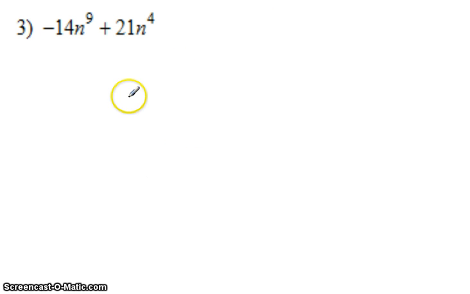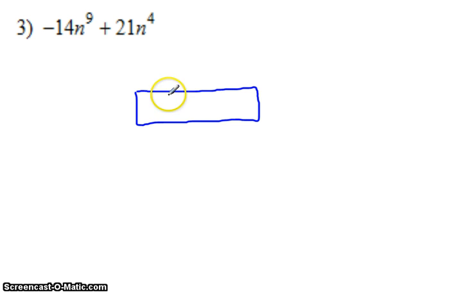Third one. Another 2-termer here. So I'm going to draw my window. Got to find the GCF. Now this one's a little interesting because the lead term here, the highest degree, is a negative. So I like to factor out, make the GCF negative. That's the only kind of catch here. Well, between 14 and 21 is going to be 7. And between n to the 9th and n to the 4th, we take the lower one, that's n to the 4th. I'm going to write in the original here.